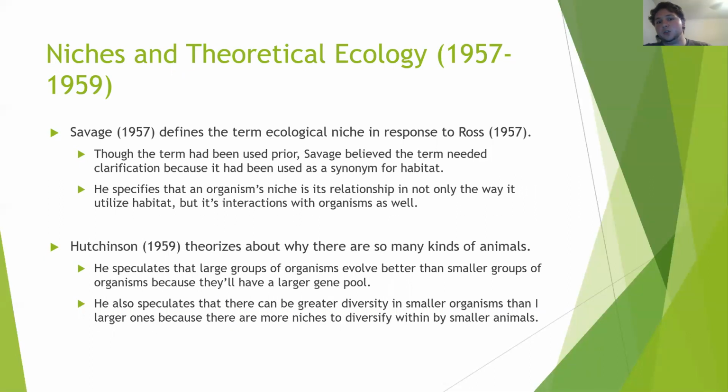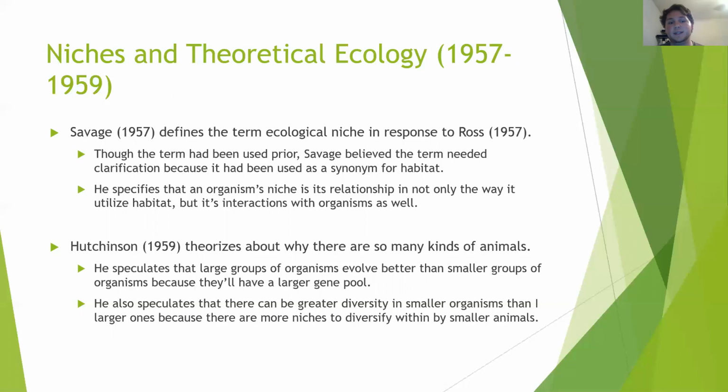And then after that, you end up getting into niche and theoretical ecology, with Savage in 1957 defining the term ecological niche in response to Ross. So the term niche existed before this, but it was often misused and synonymous with habitat. It wasn't until Savage in 1957 really laid down the law, telling Ross that organisms that are similar and are in similar habitats occupy different niches when they are faced with different predators and different parasites and things of that nature. And that those interactions are part of what a niche is, not just its habitat.